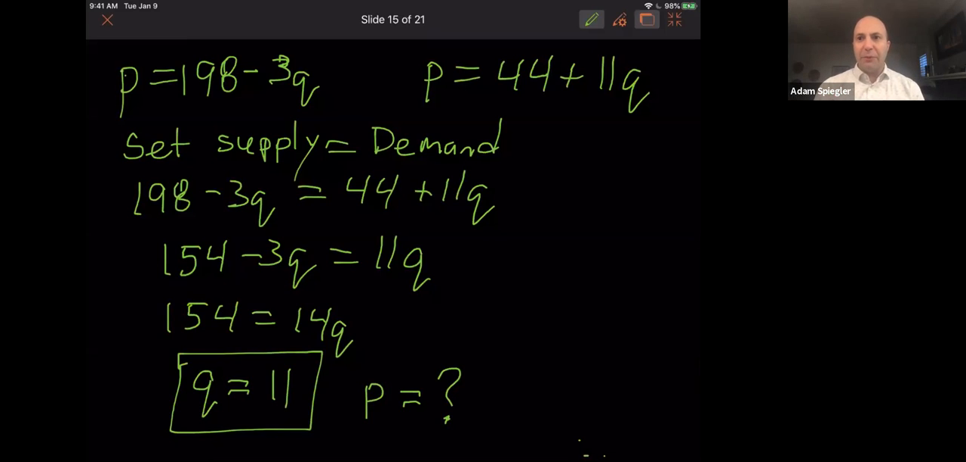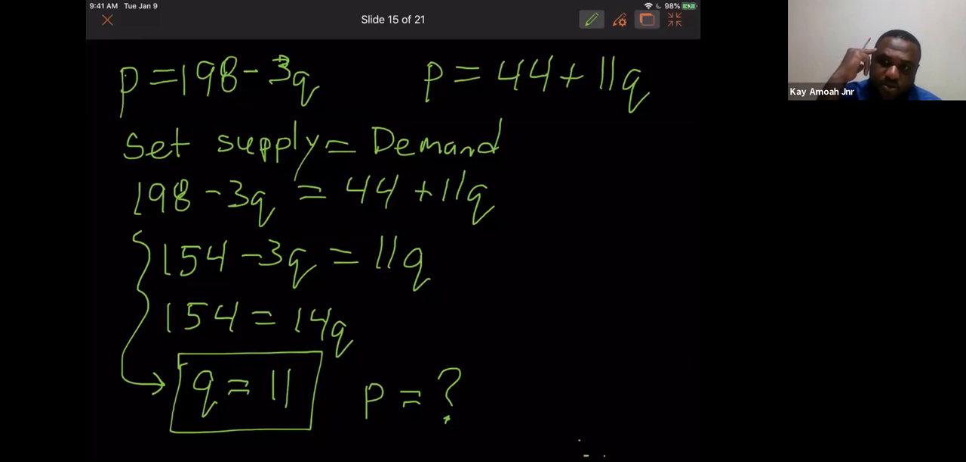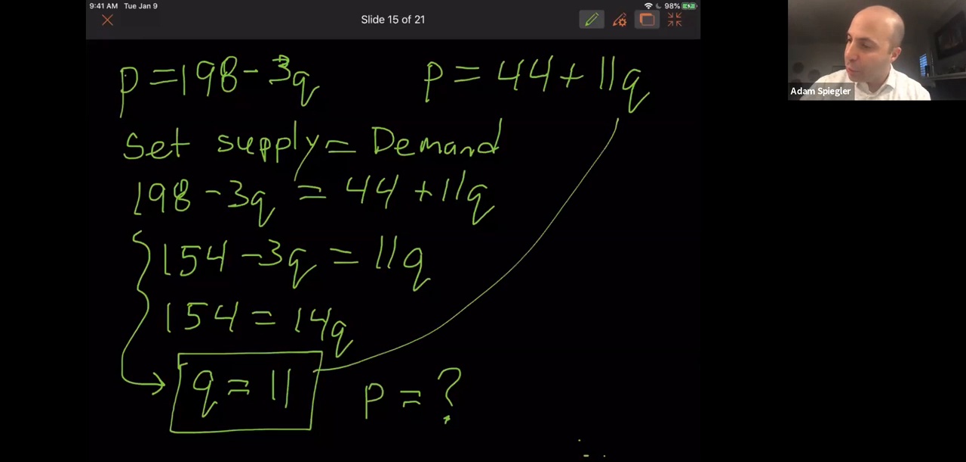So, sorry, my first question is, I've been talking. Any questions about why we want to set supply and demand equal to each other, first of all? And then all of this algebra to get that, makes sense? So how can I figure out what the corresponding price is now? You plug it back into any of the equations. That's right.